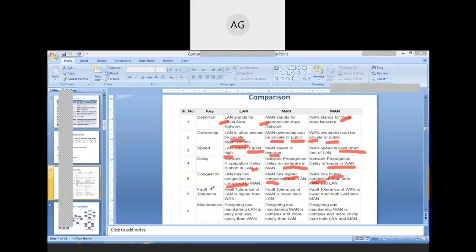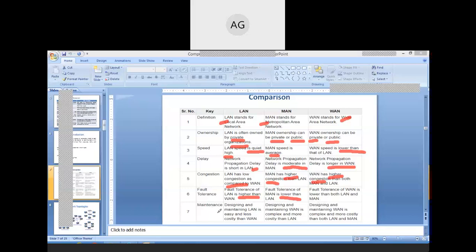The sixth point of difference is fault tolerance. Fault tolerance of LAN is higher than WAN. Fault tolerance means the ability to find out where the fault actually occurs, or where the fault actually exists. So fault tolerance of LAN is higher than WAN, whereas fault tolerance of MAN is lower than that of LAN, and fault tolerance of WAN is lower than both LAN and the MAN.